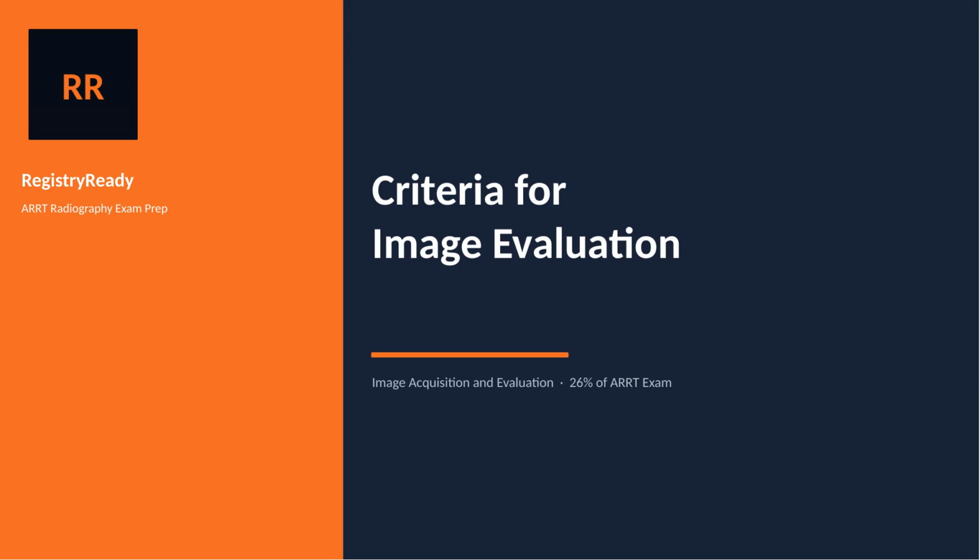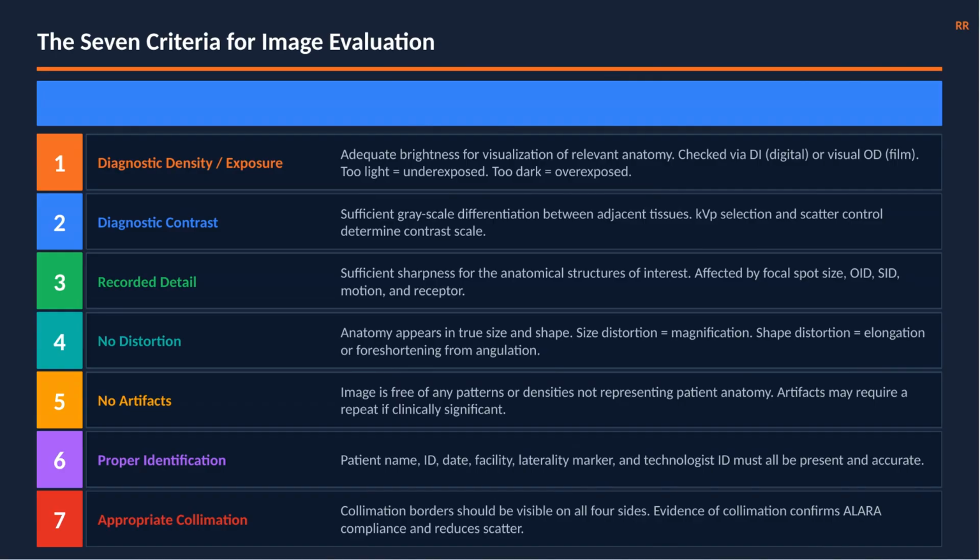Equipment Lesson 18 covers criteria for image evaluation. The systematic checklist every radiographer applies before releasing an image. Before any image is sent to the radiologist, 7 criteria must be satisfied. These criteria are tested directly on the ARRT and used on every shift. 10 minutes. 7 criteria. Check every one before releasing any image.